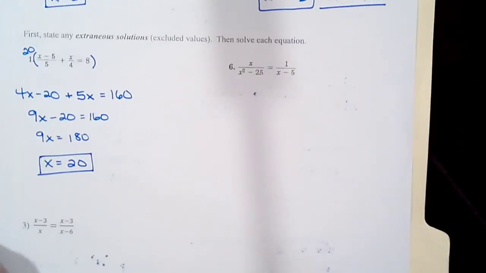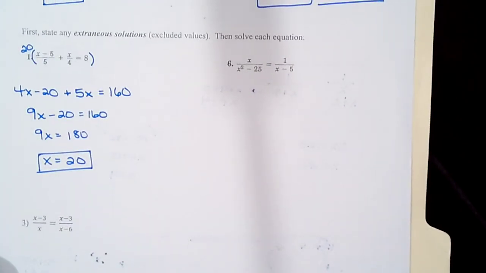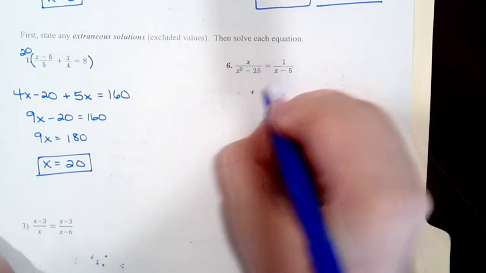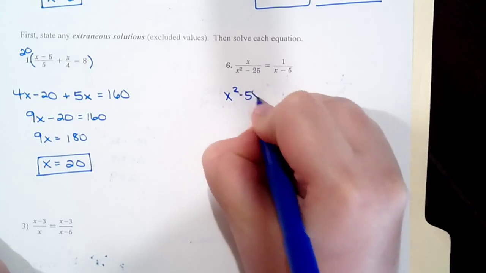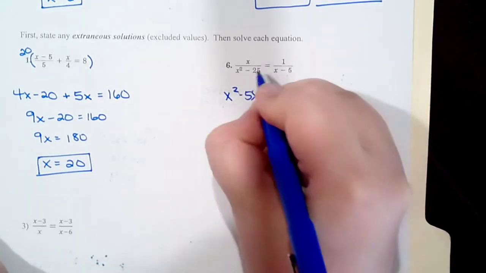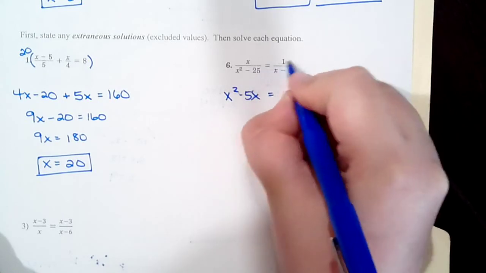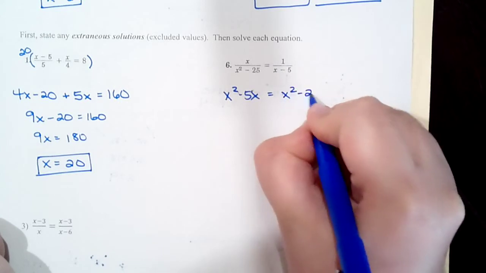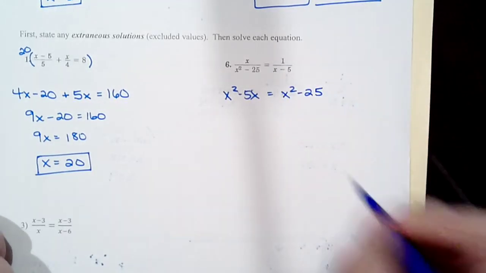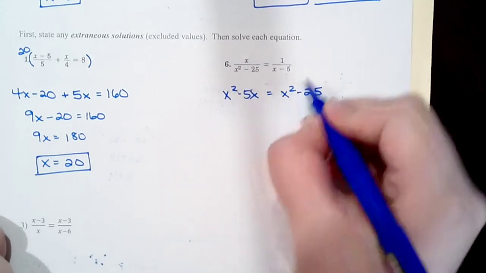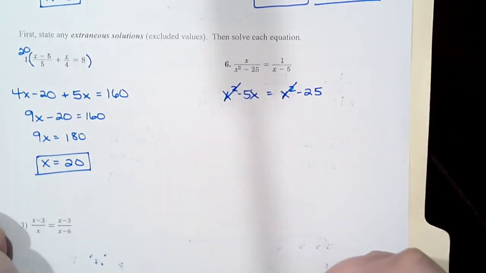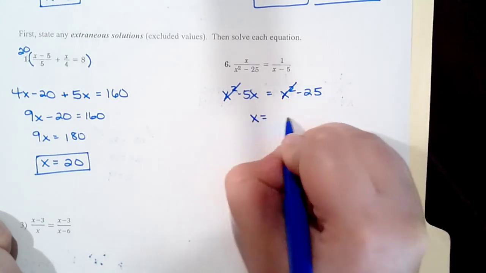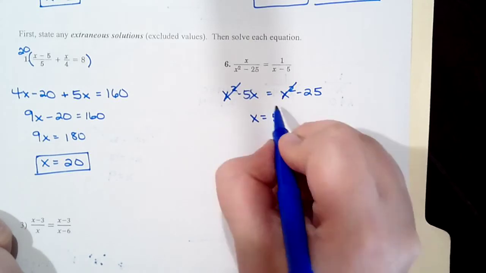I love cross multiplication so much. I think it's super fun. So I'm super glad that there's more of these problems. Top down, x times x minus 5 is x squared minus 5x equals, bottom up, x squared minus 25 multiplied by 1 is just x squared minus 25. Cool thing about this, when I minus my x squared over, boom, both of them cancel. I have negative 5x equals negative 25, and I get x equals positive 5 as my answer.